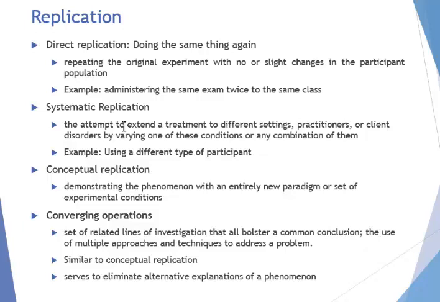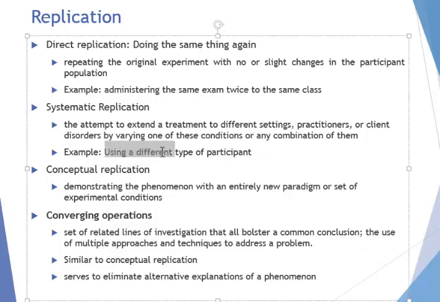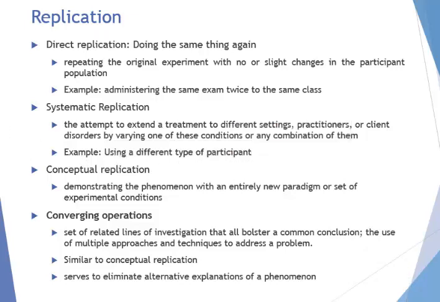Then there's systematic replication, which is the attempt to extend a treatment to a different setting, practitioner, or client disorders, by varying the conditions or combining them. For instance, you keep testing the effect of a painkiller like Advil, but you try it in one group of people with headaches, one group with stomach aches, and one group where their eyes hurt or their mouth hurts or their back hurts. You're using a different type of participant, but of course you're still trying the same underlying independent variable.